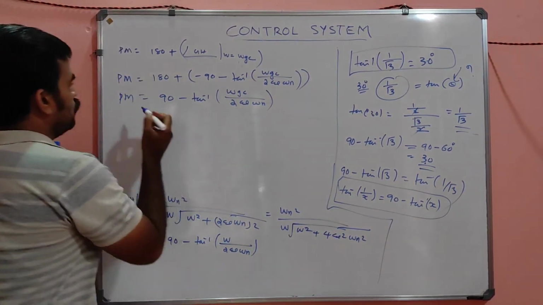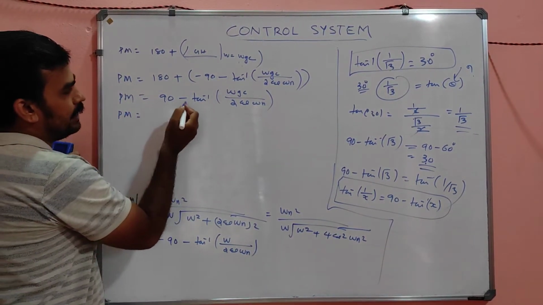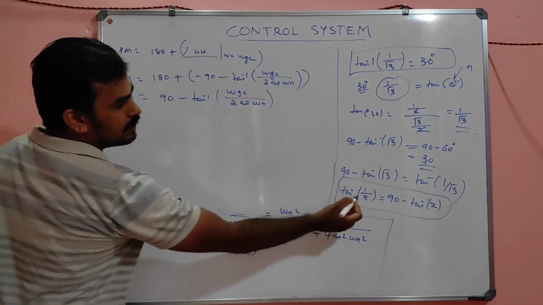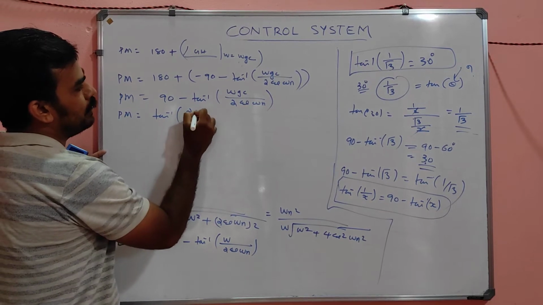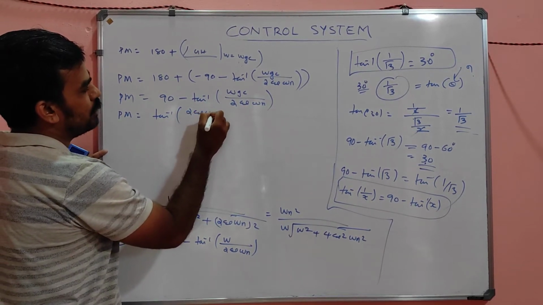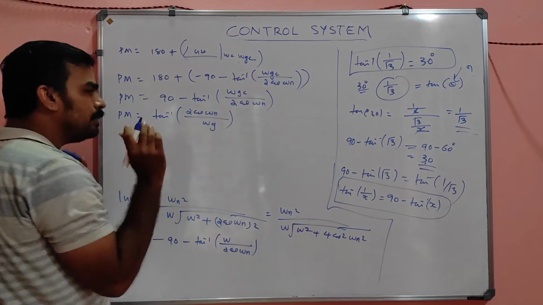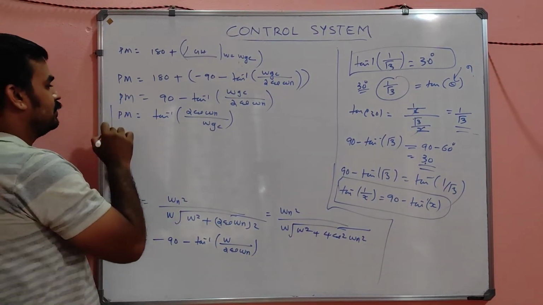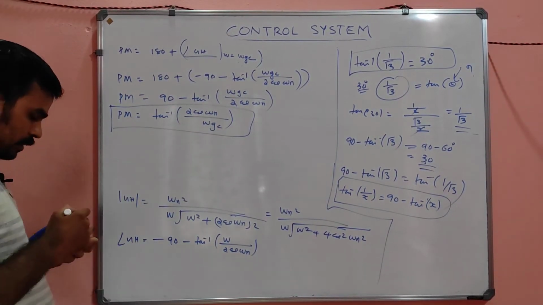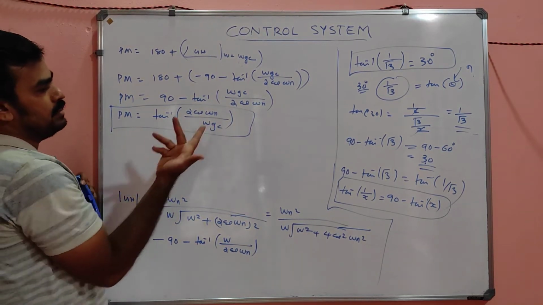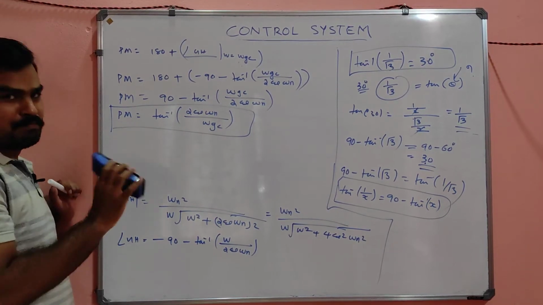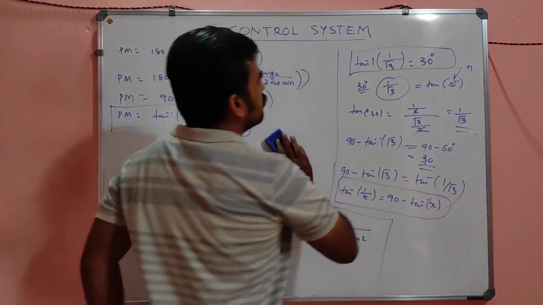Similarly, the phase margin expression can be simplified into the 90 minus tan inverse x format. This 90 minus tan inverse x is simply tan inverse 1 by x. So what is unknown here? Omega gc is unknown here now. So this is not the complete answer yet. We will find that.